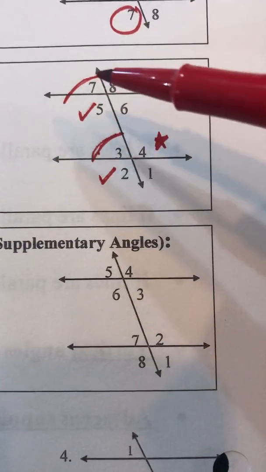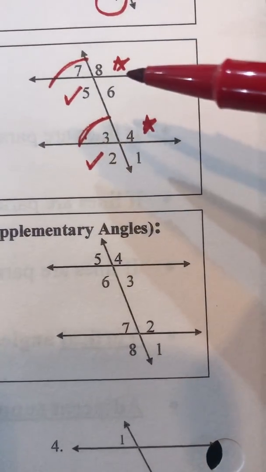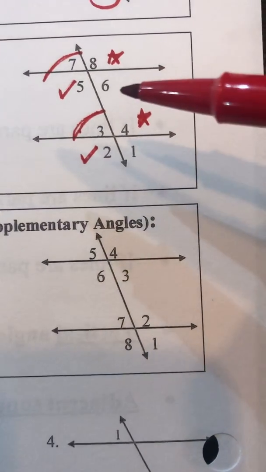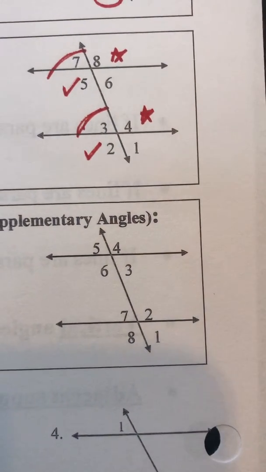So corresponding is on the same side of the transversal, 1 in, 1 out. So 3 and 7, 4 and 8, 2 and 5, 6 and 1. And again, those numbers are arbitrary. It's about the spots of those angles.